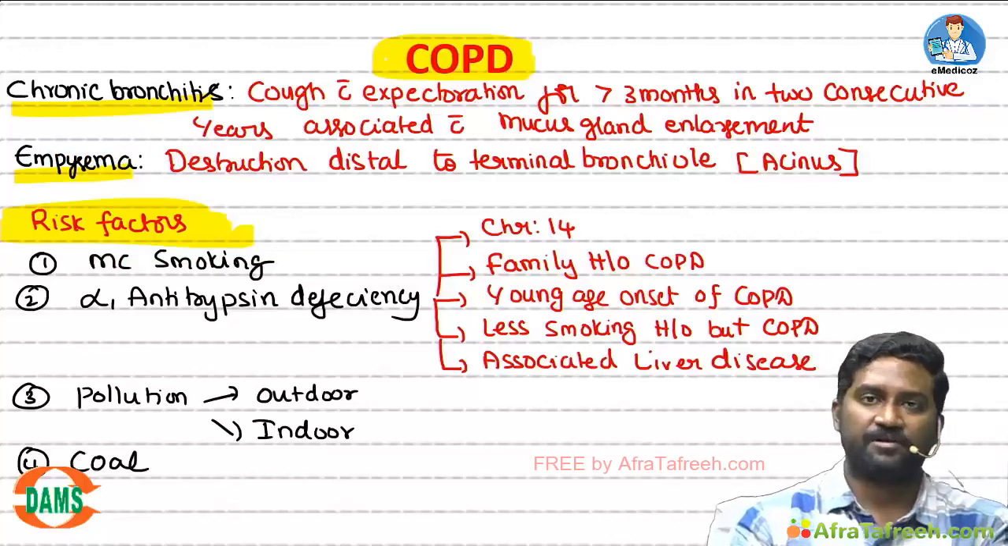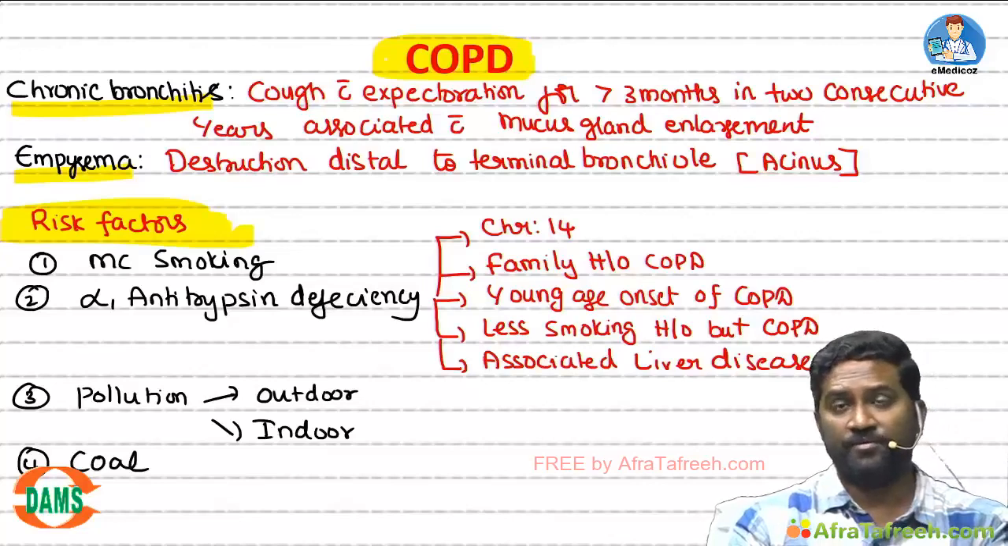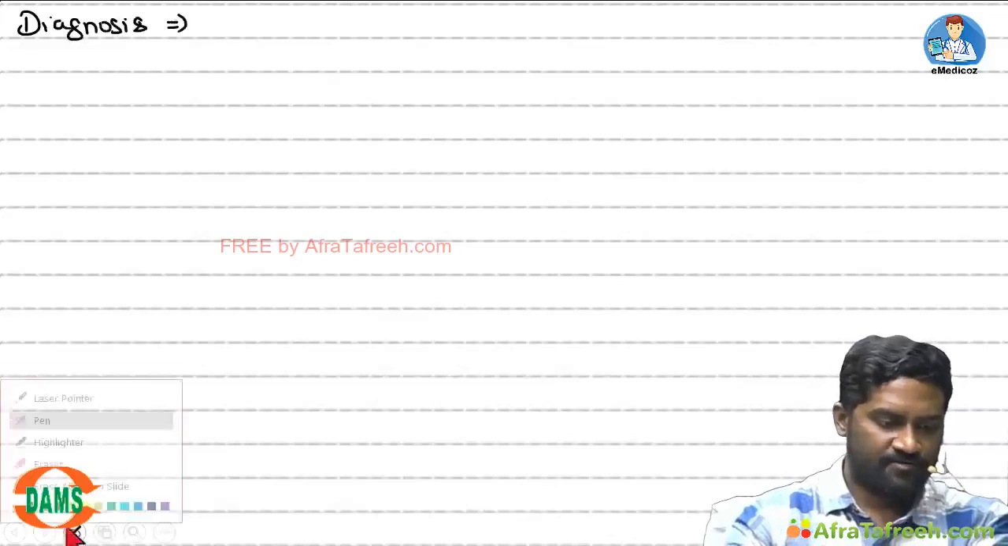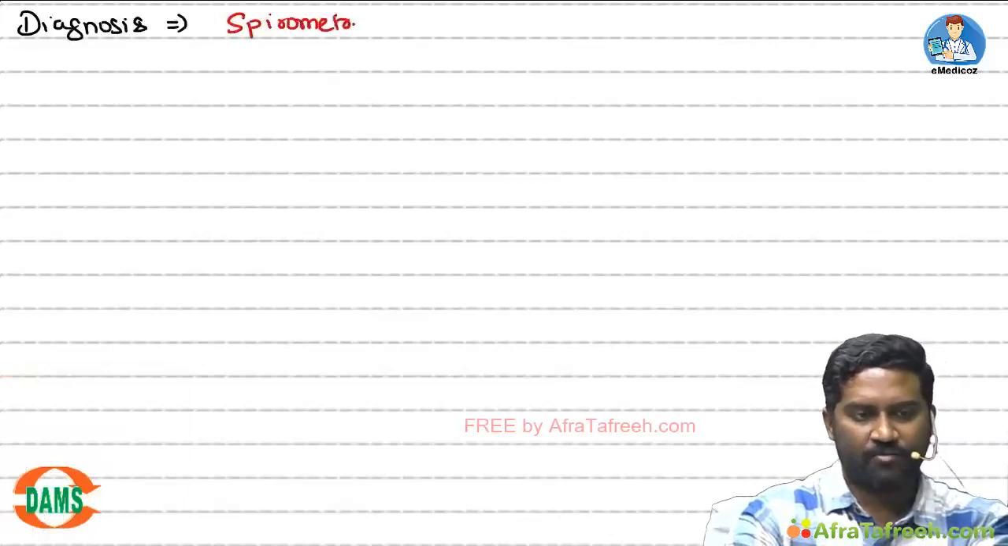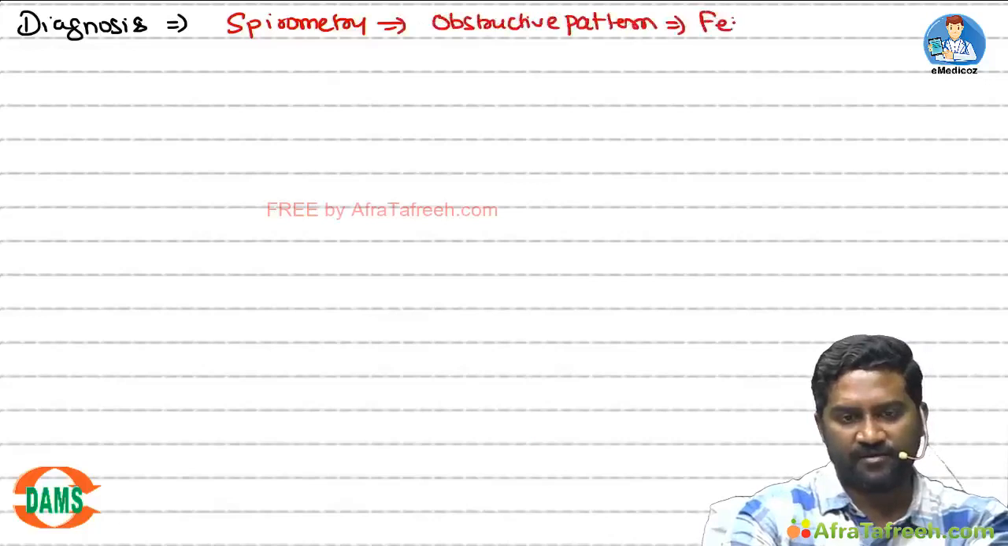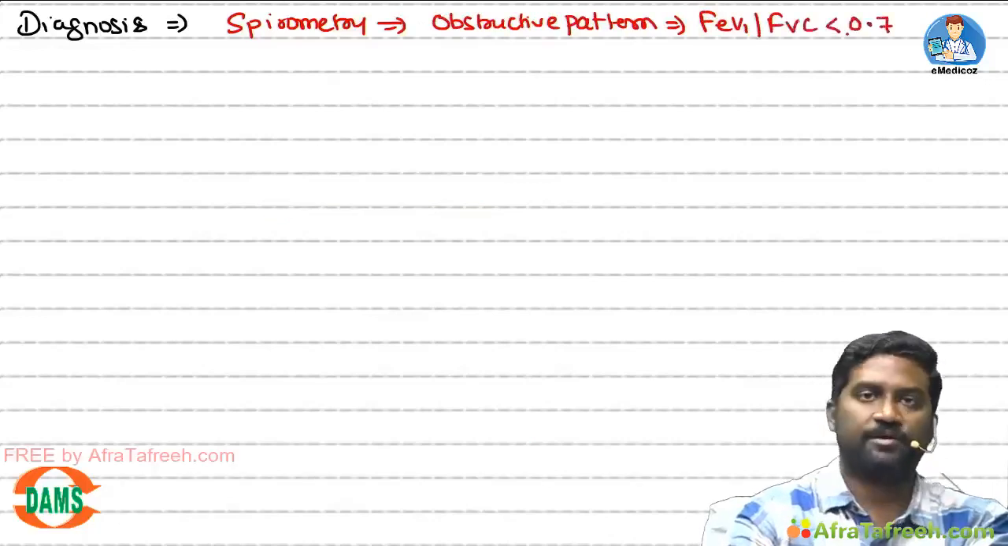COPD is an obstructive lung disease. What will be most important for diagnosing an obstructive lung disease? Spirometry. Write down. For diagnosis, we depend on spirometry. Within this spirometry, what do you notice? An obstructive pattern. When do you call it as obstructive pattern? If patient's FEV1 by FVC is less than 0.7.